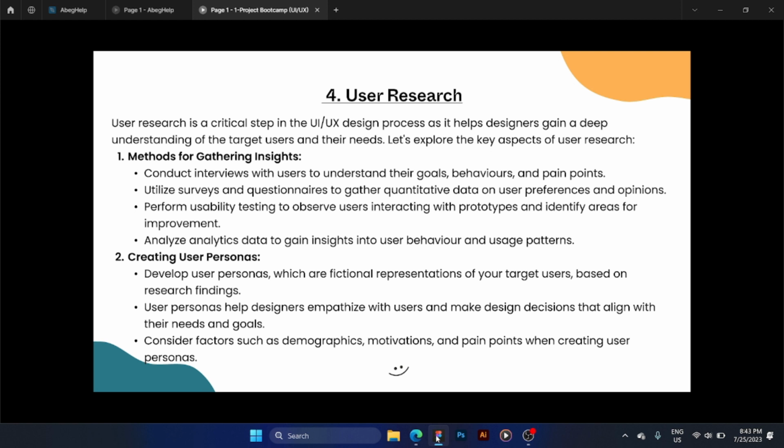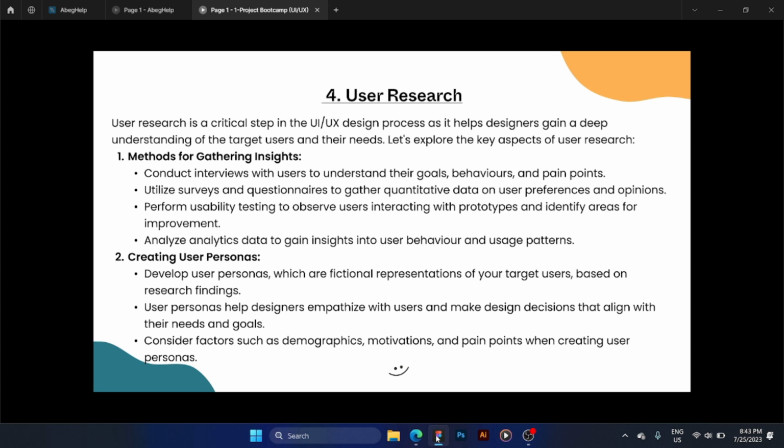User personas help designers empathize with users and make design decisions that align with their needs and goals. Another thing is to consider factors such as demographics, motivation, and pain points when creating user personas. This ensures that we look after the user. We are user minded.